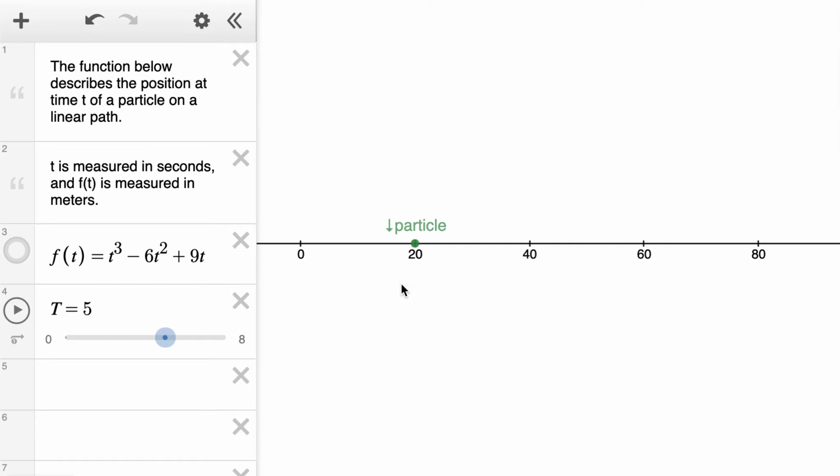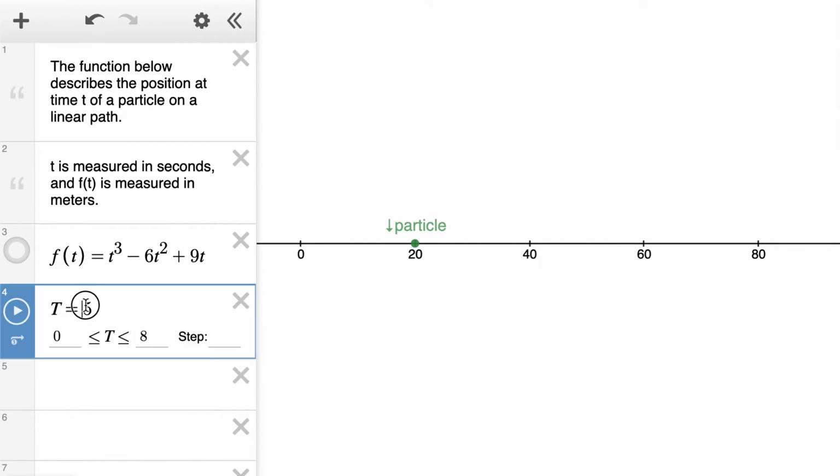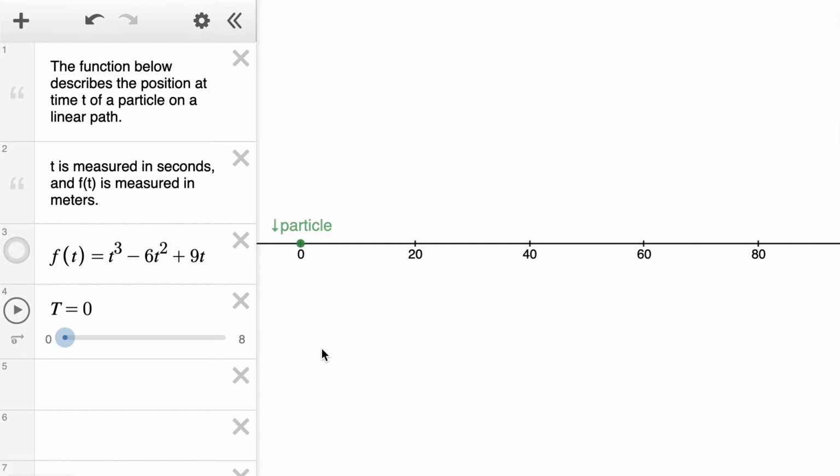Okay, so I'm going to go ahead and set this back to 0, and we are going to press play here and just see the movement of the particle through the first 8 seconds. Okay, so ready? Just go ahead and watch this particle moving along that linear path as I press play. Okay, 3, 2, 1.